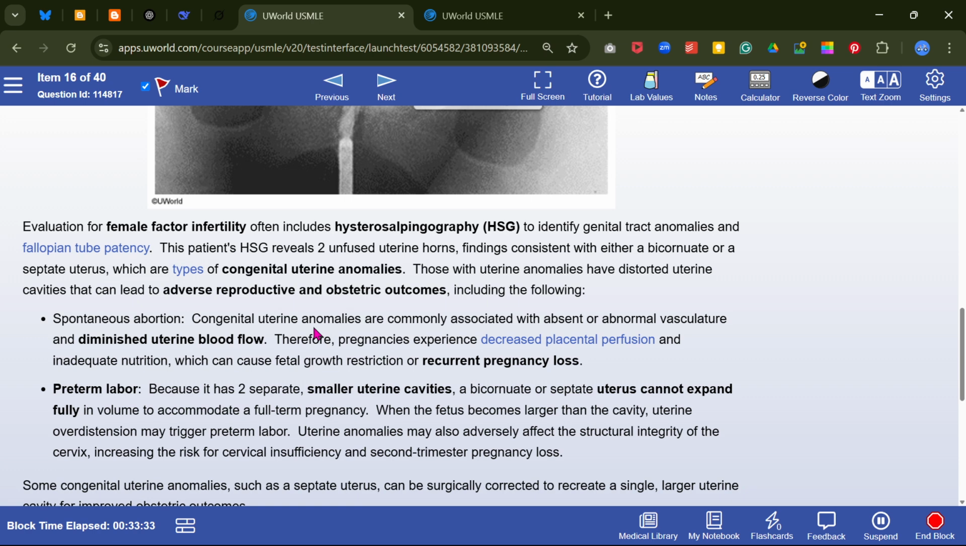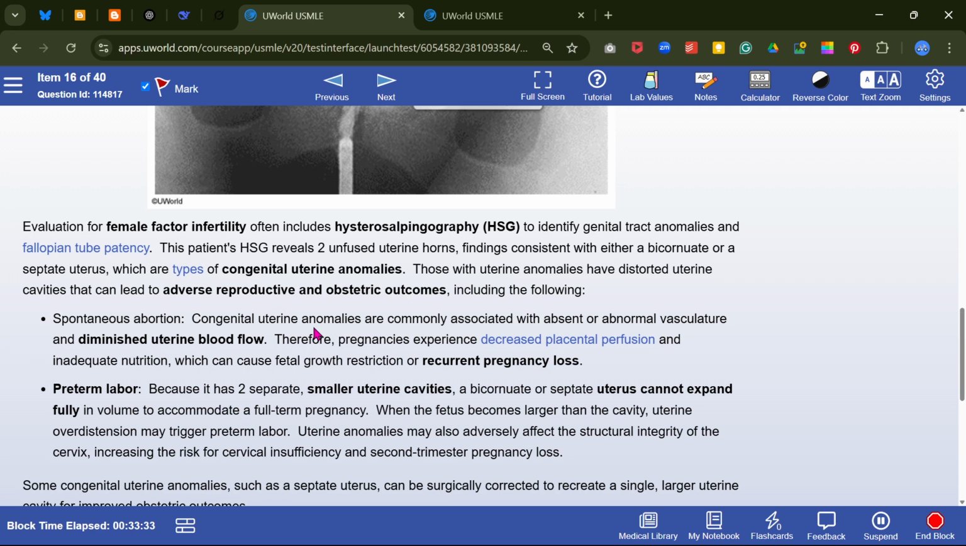A bicornuate uterus has two separate small uterine cavities. A bicornuate or septate uterus cannot expand fully in volume to accommodate a full-term pregnancy. When the fetus becomes larger than the cavity, uterine overdistension may trigger preterm labor.